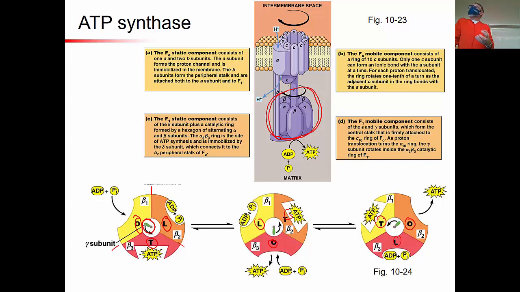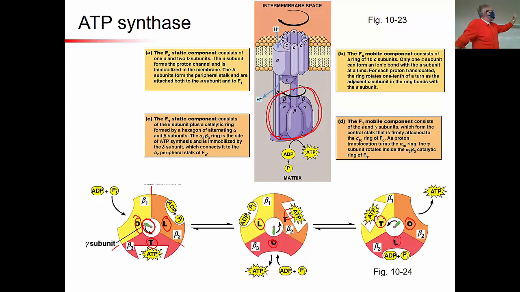And what happens when we change the structure of a protein? We change its function. And that's exactly what we have. So when it's in the O state or open state, ADP and orthophosphate come in.